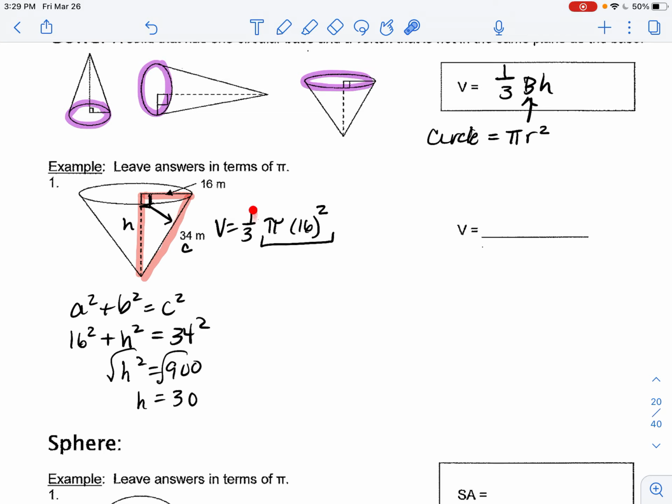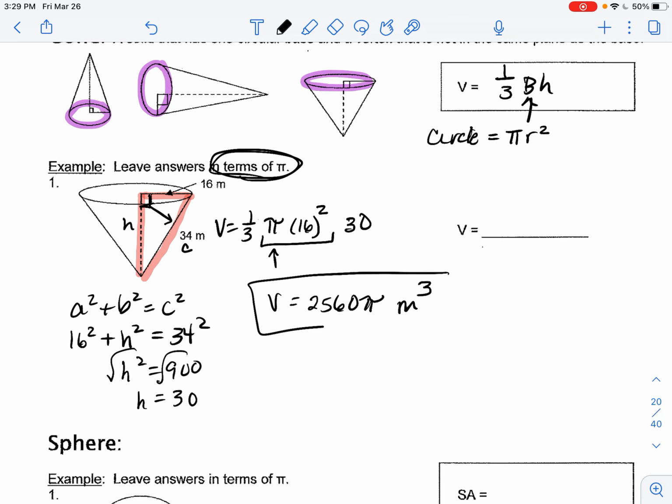And so I was filling in the formula. So it's 1/3 pi r squared times the height, and the height is 30. All right, let's plug this into our calculator. It tells you to leave it in terms of pi, so I'm not going to put pi in the calculator. I'm just going to put 1/3 times 16 squared times 30. And my volume is 2560 pi, and this is meters cubed.